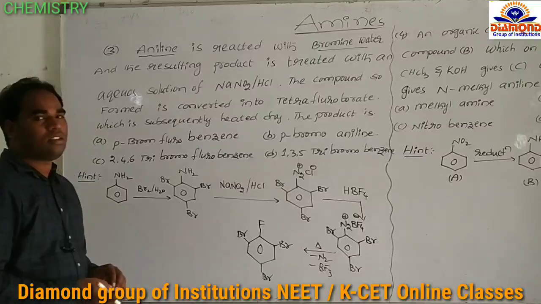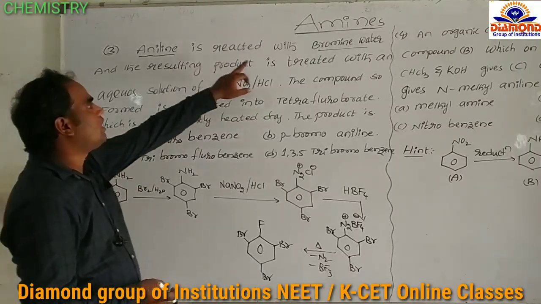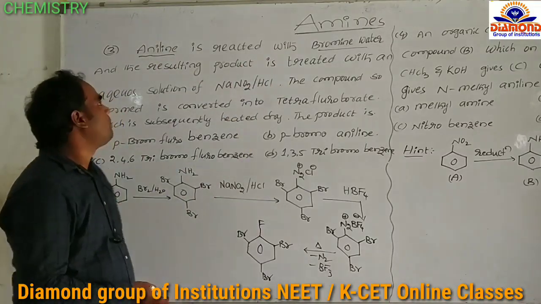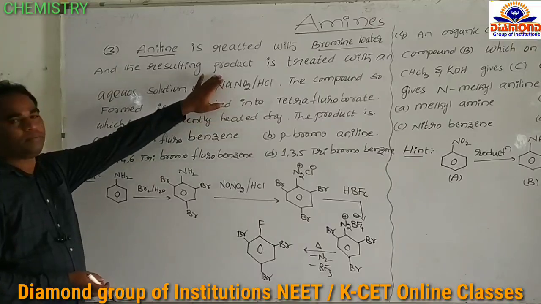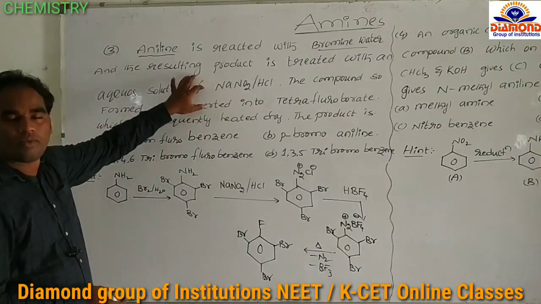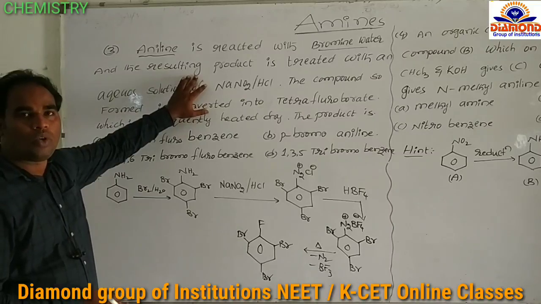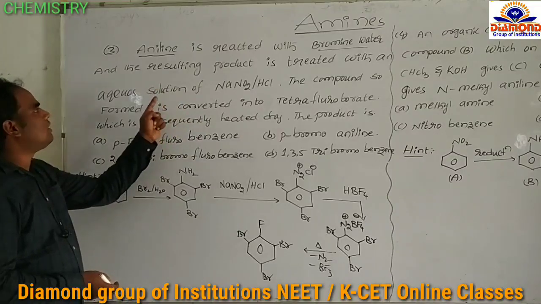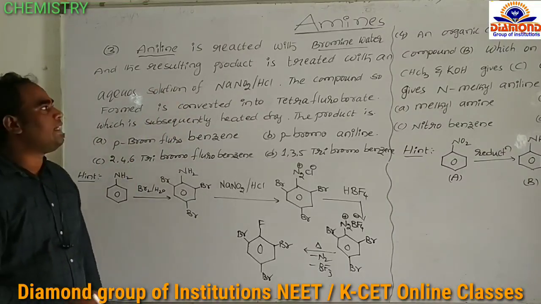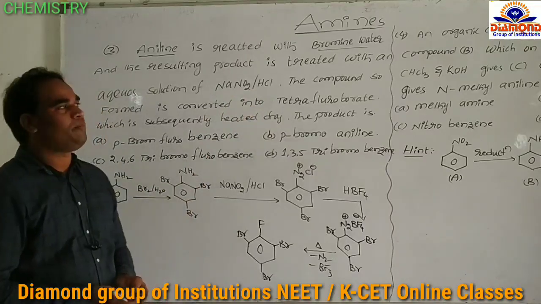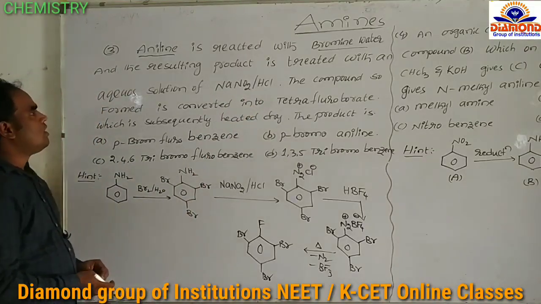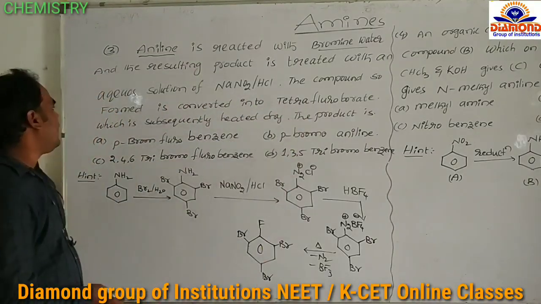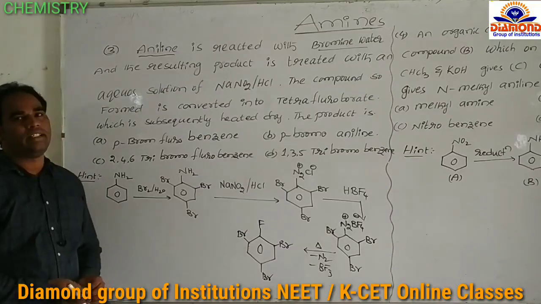So here, next, the third question. Aniline is reacted with bromine water. So two reactants here, aniline and bromine water, and they form a product. Okay, we already know what kind of product formation takes place: 2,4,6-tribromoaniline, and that product is treated with an aqueous solution of sodium nitrite and dilute HCl. The compound formed is converted into tetrafluoroborate, which is subsequently heated dry.